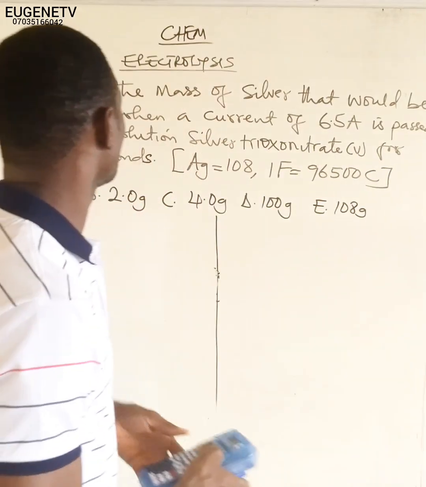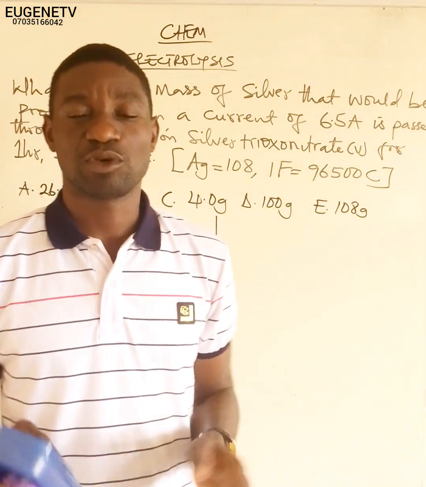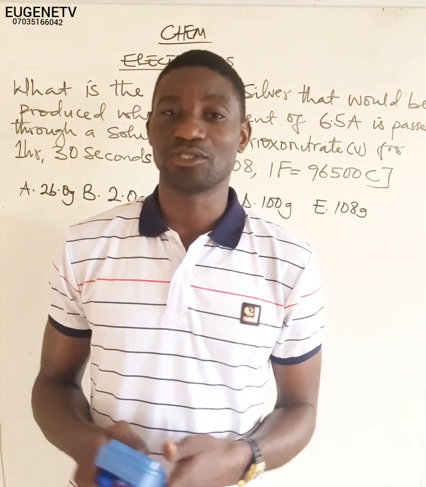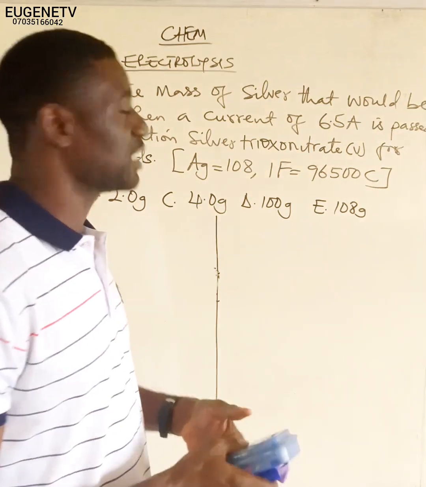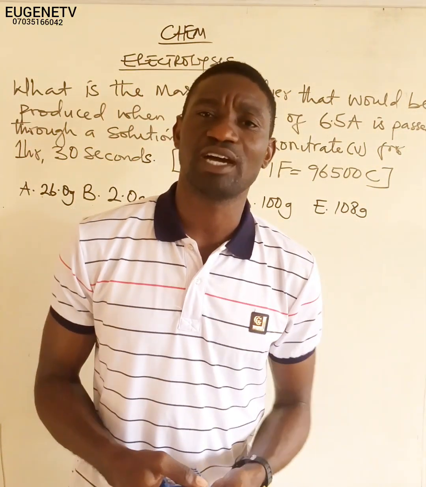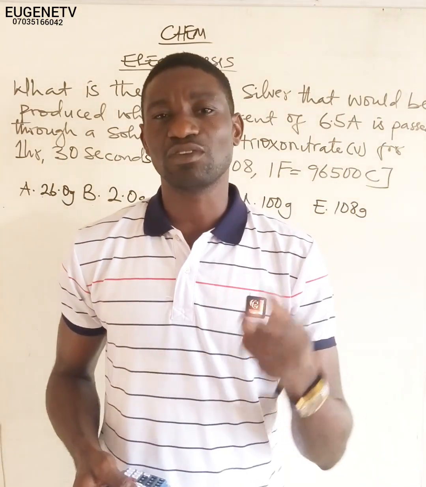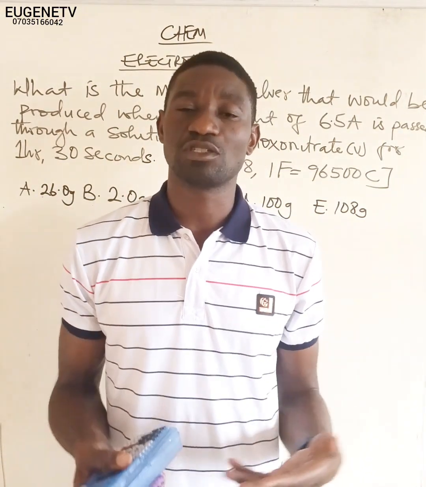Alright, so first we are going to establish again, because I like bringing out definitions. It is said that anything you cannot define, you cannot refine. So we'll start from definition. What is electrolysis? Electrolysis can be defined as the chemical decomposition of a compound brought about by the passage of a direct current through a solution of that compound or its molten form.